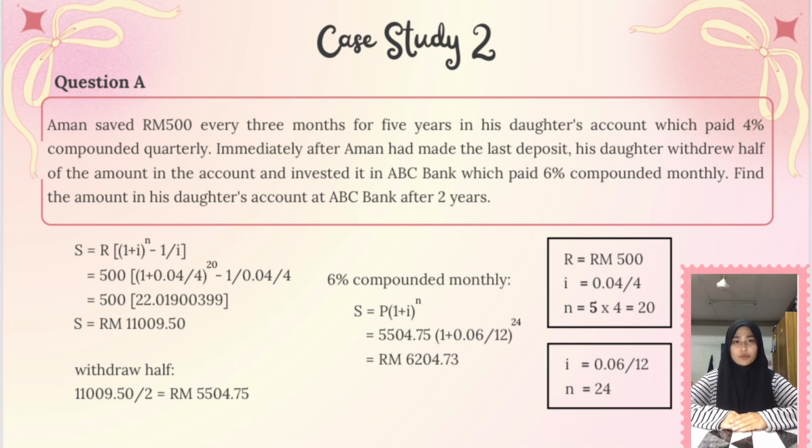Now, we use the compound interest formula, which is S equals P multiplied by (1 + i) to the power n. We substitute the values. P equals RM 5,504.75, i equals 0.06 divided by 12 and n equals 24. So, we calculate RM 5,504.75 times (1.005) to the power of 24. When we compute this, we get approximately RM 6,204.73.